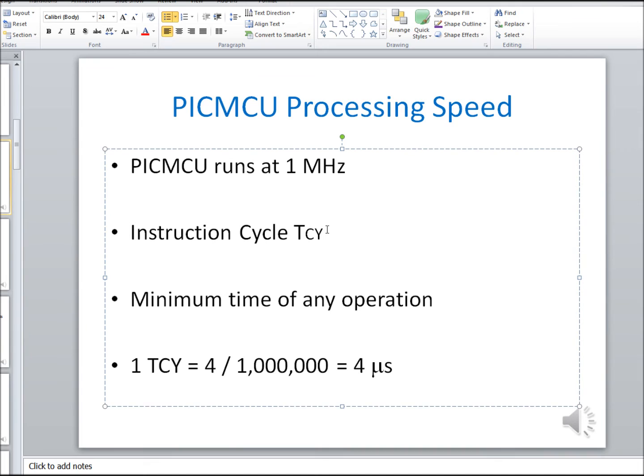The time unit used to talk about times on a PIC is the instruction cycle, TCY, T for time, instruction cycle.